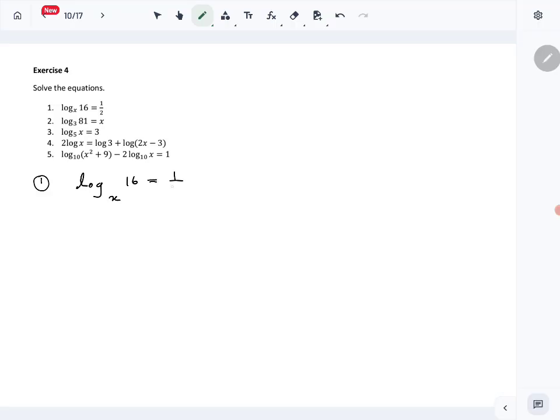Right, this one we need to find x, so just convert to exponential form. That's the method. If it is just one log term, it's the method. So we get what? X to the half is equal to 16. We want to find x, no? So square both sides. So x equals 16 squared, or 256.